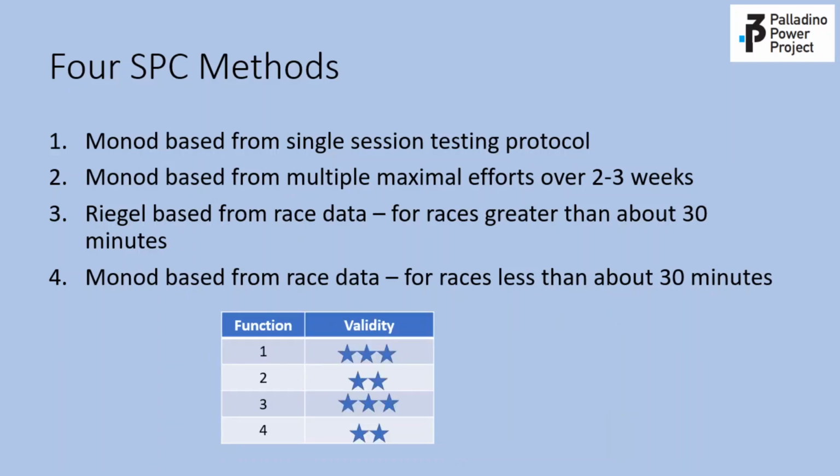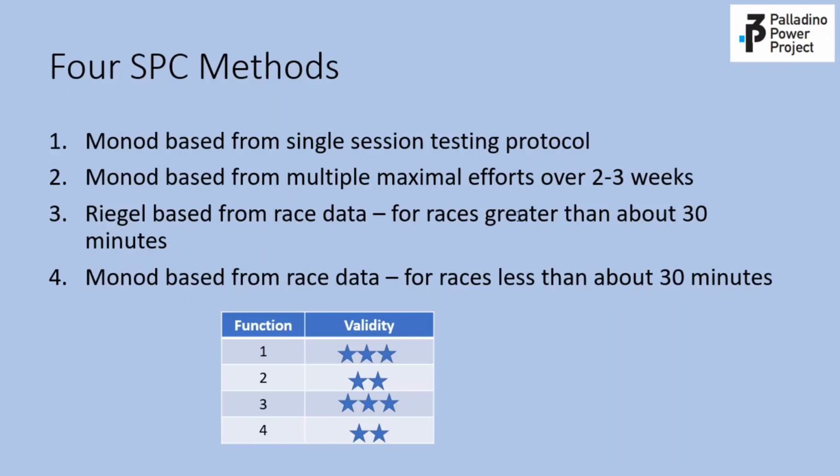In terms of validity, this is just off the cuff. This is me. This is not something that we've done hard numbers and studies on. But in terms of the validity of the estimate that you're getting, I would actually say method three, if you've run a race in the 30 to 70 minute range, that's probably going to be a 3.5. It's going to be more valid than a CP test. The FTP CP estimate is.